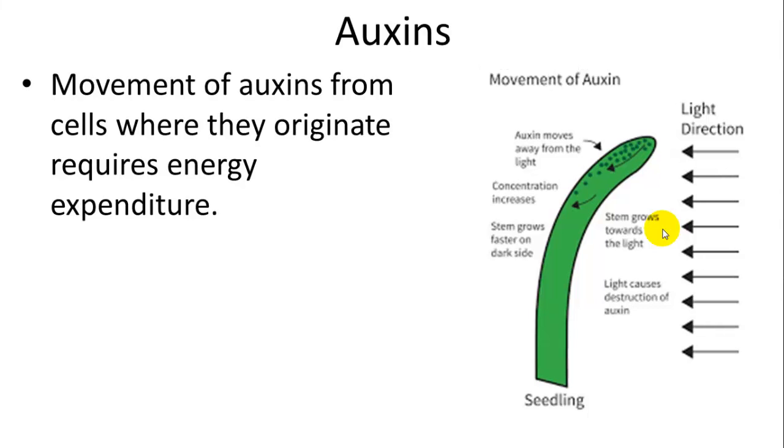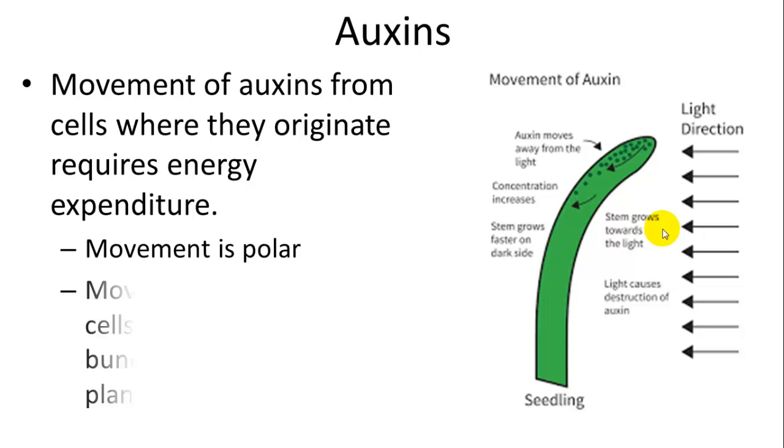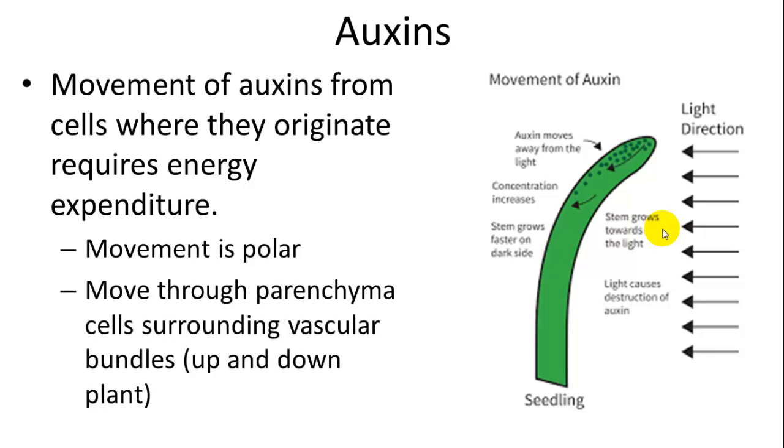So auxins, these move away from where they originate, so they are hormones, and they require an expenditure of energy in order to do so. So again, their movement is polar, and the way they move is they actually go through the parenchyma cells surrounding the vascular bundles. And the vascular bundles, of course, are around the xylem and phloem, which go through the leaf. So they can pass through these parenchyma cells throughout the plant. So xylem and phloem goes throughout the plant.